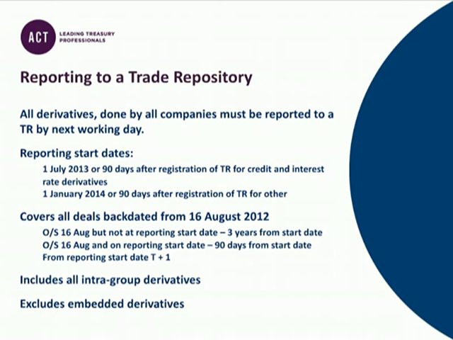The reporting has another sting in the tail. All deals since the 16th of August have to be reported. So for transactions that were outstanding on the 16th of August but have matured now, you've got 3 years to backload those. For the transactions that were outstanding on the 16th of August and are still outstanding, there'll be a 90-day period to catch up on those. But once the reporting starts, all current deals will have to be reported the next day. And this applies also to intra-group derivatives. Embedded derivatives don't count as derivatives and don't come into this.